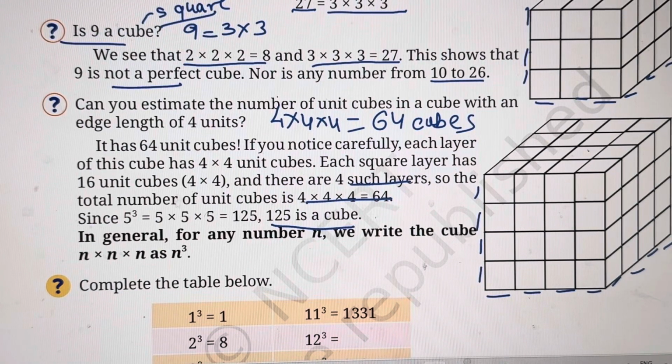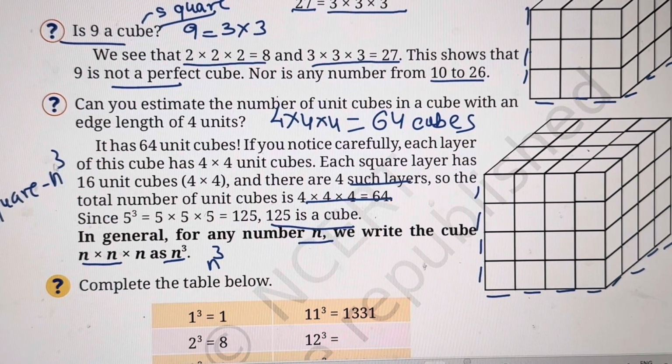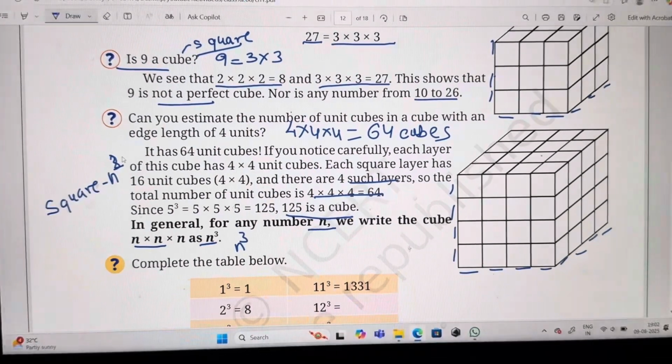So in general, for any number n, we saw from 1 to 5, we write the cube as n into n into n, or we can write it as n cube, n with 3 as a superscript. For square, what was the general formula? I am revising this again because you should remember that the general formula for square was n square. Okay.